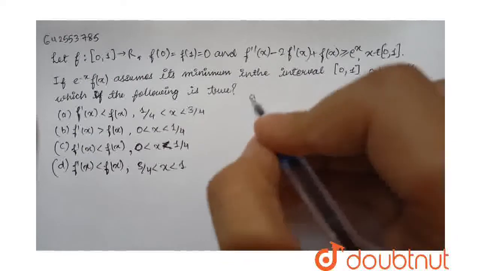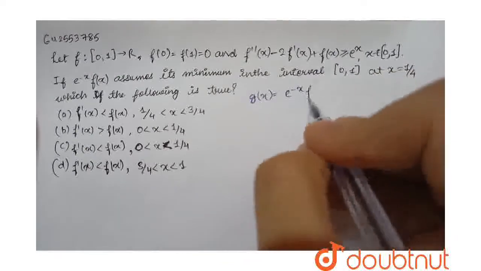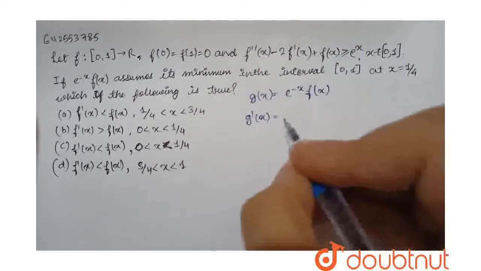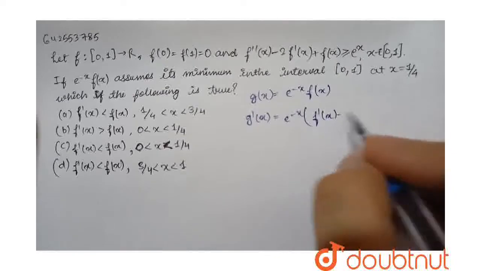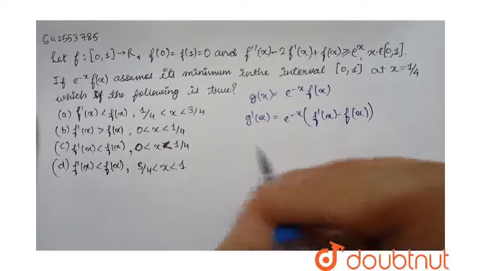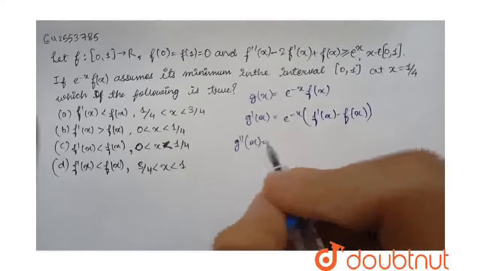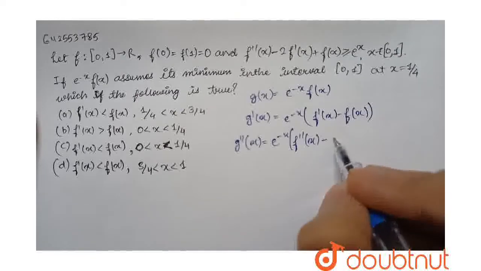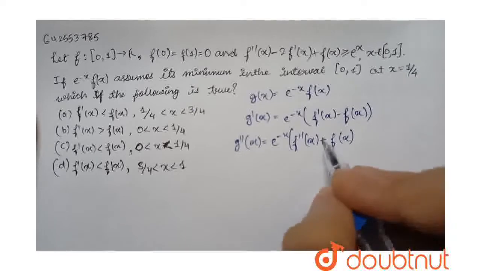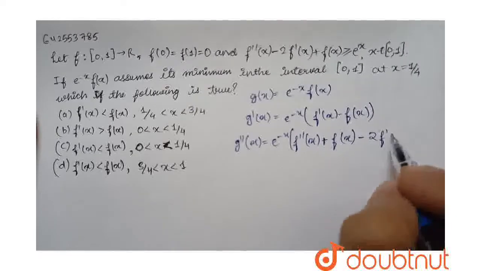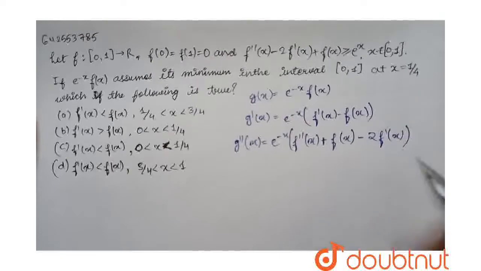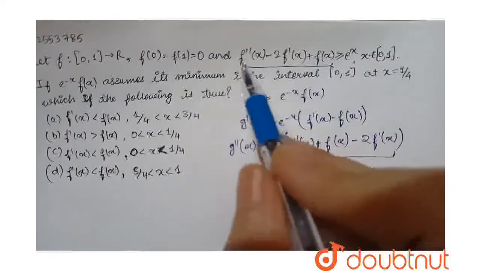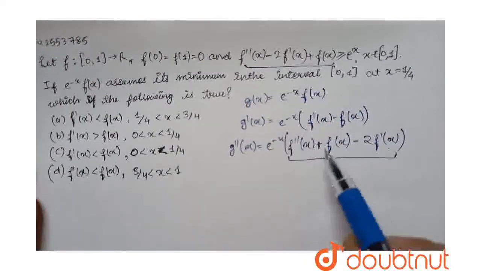So let's say g of x is a function which is e power minus x f of x, and let's differentiate g of x once. So it is e power minus x f dash x minus f of x. Okay, and let's find the double derivative of g of x. So it is e power minus x f double dash x, sorry, plus f of x minus 2 times single derivative of f of x. So this is the same expression which is given in the question, that is f double dash x minus 2 times f dash x plus f of x.